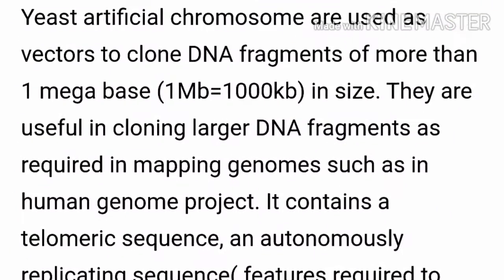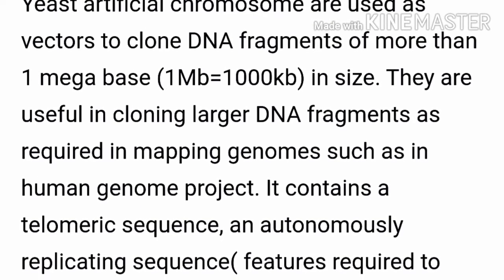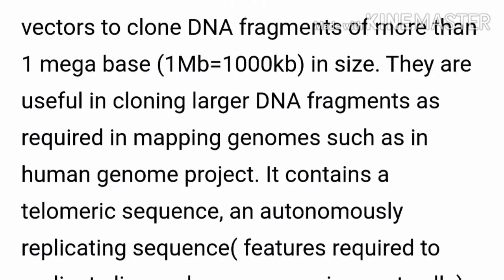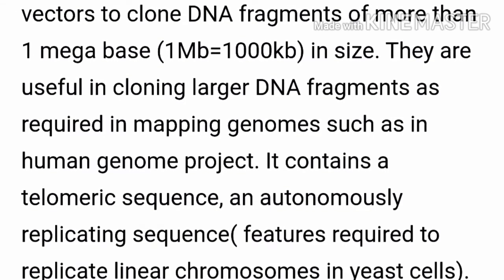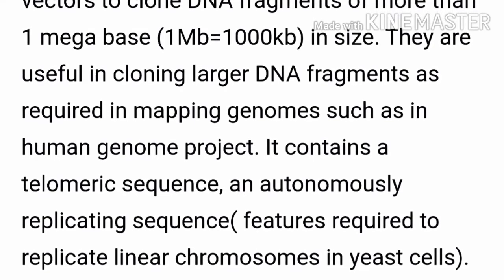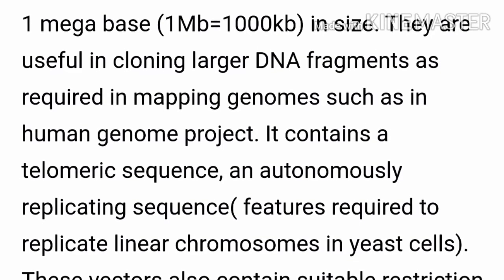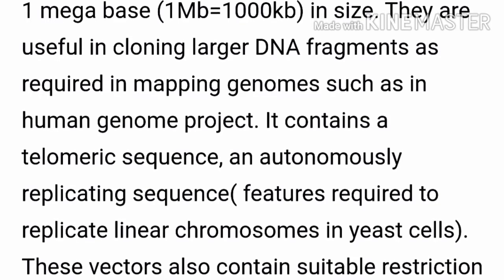Next, the yeast artificial chromosome. Yeast artificial chromosomes are used as vectors to clone DNA fragments of more than 1 megabase in size. They are useful in cloning larger DNA fragments as required in mapping genomes, such as in the Human Genome Project.